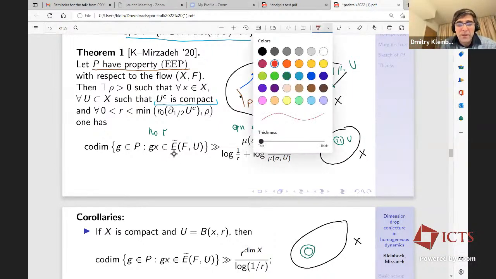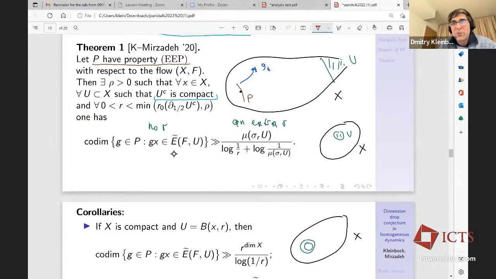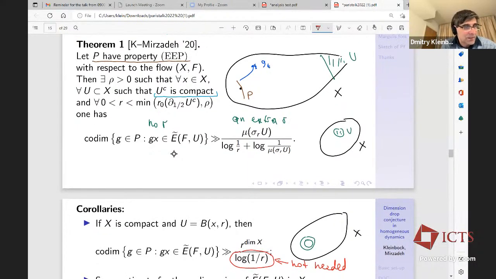And by the way, because of the deficiency of our method, because we have to play and optimize certain parameters, conjecturally, this is not needed. I mean, it shouldn't be there. So the right estimate really should be r to the power dimension x, but we can only get it like this.